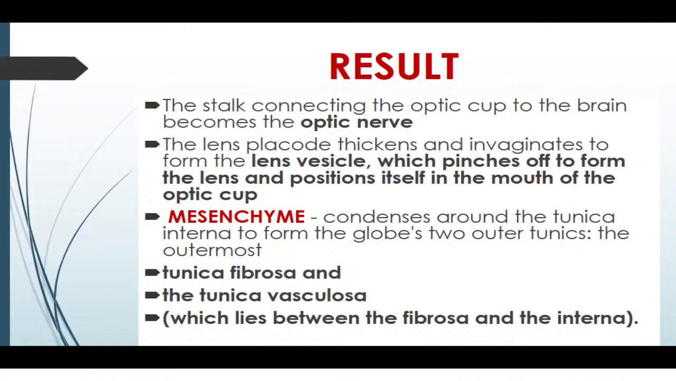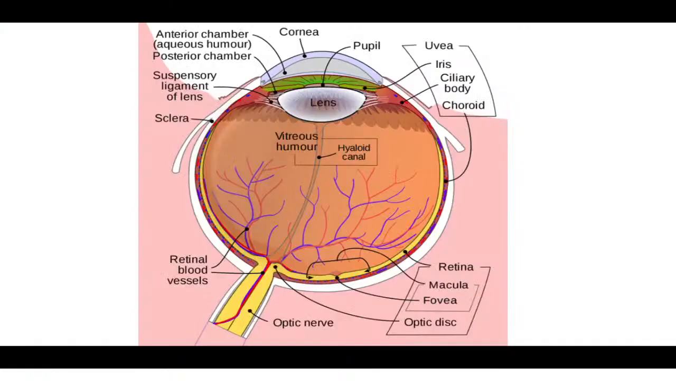Mesenchyme. The mesenchyme condenses around the tunica interna to form the globe's two outer tunics: the outermost tunica fibrosa and the innermost tunica vasculosa, which lies between the fibrosa and interna. And we have seen our eyeball as a very complexly organized organ. The eyeball contains tunica fibrosa and tunica vasculosa. Tunica fibrosa is the sclera, tunica vasculosa is the choroid.